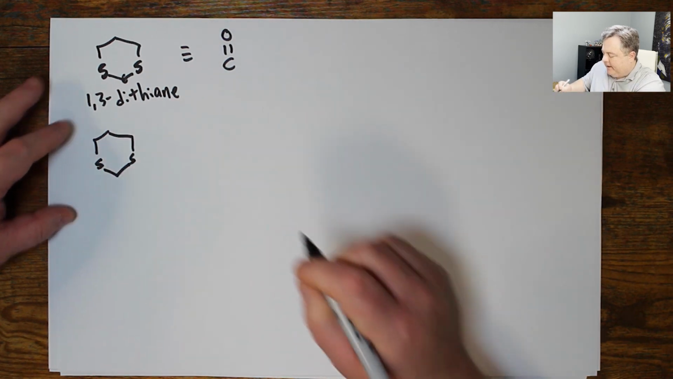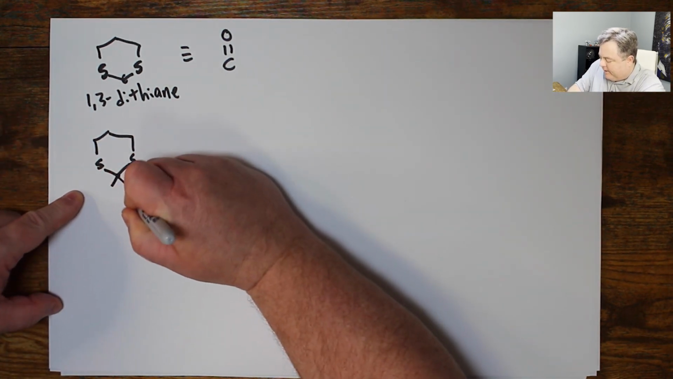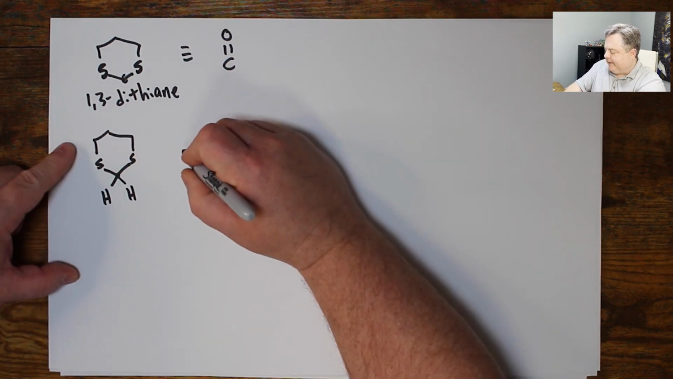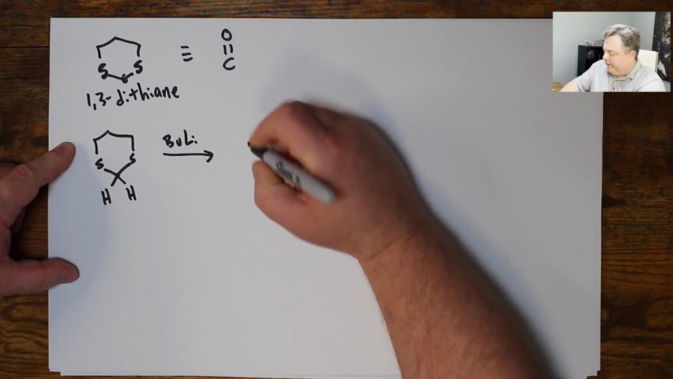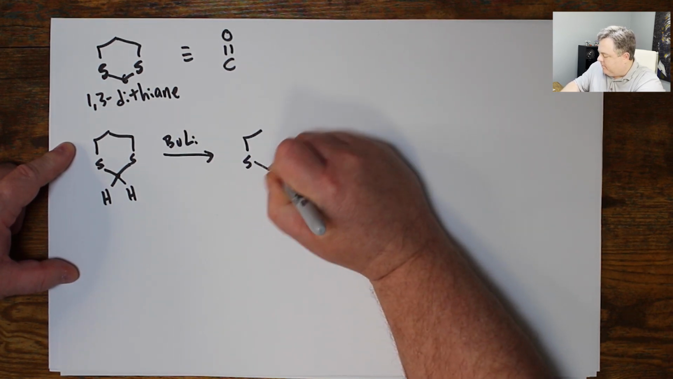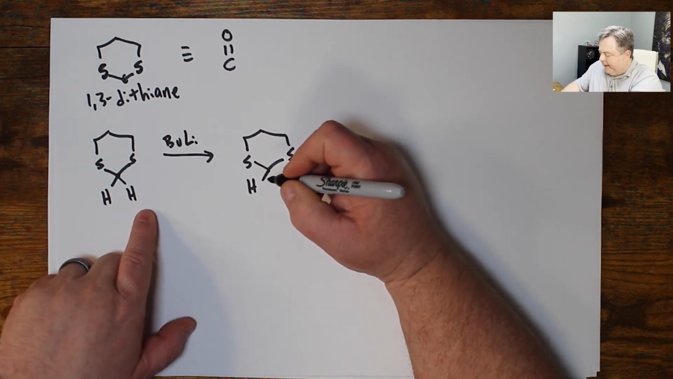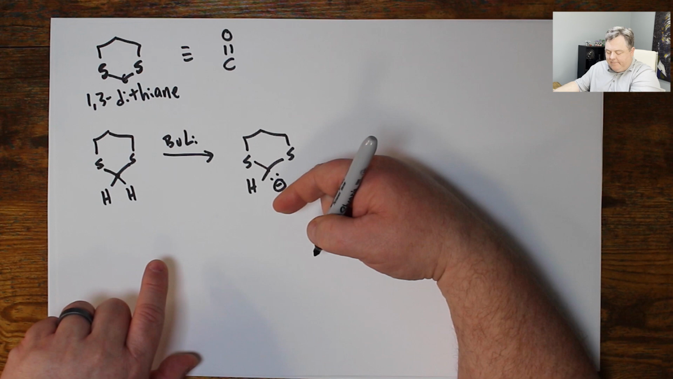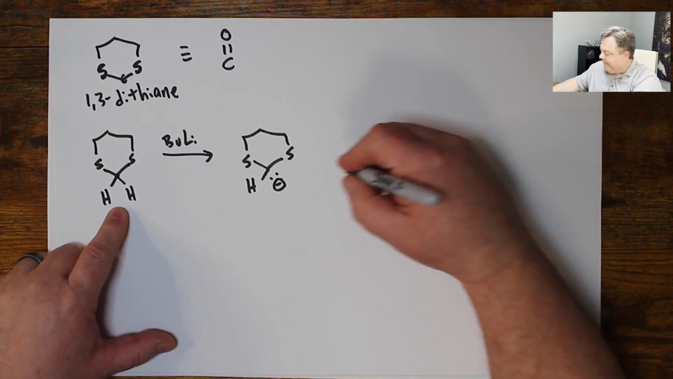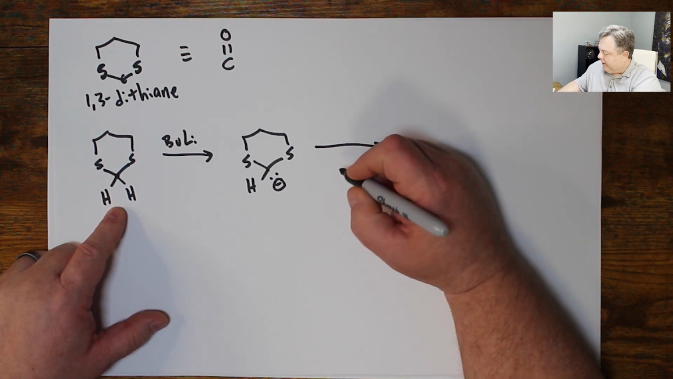So there's my alien 1,3-dithiane. This carbon right here is a special carbon that has 2 hydrogen atoms attached to it. And if we add a good base like butyl lithium, we can pull off an H+ and turn that into a negative. So this negative carbon then could backside attack something with a good leaving group.